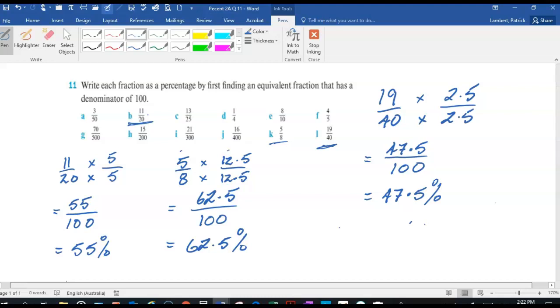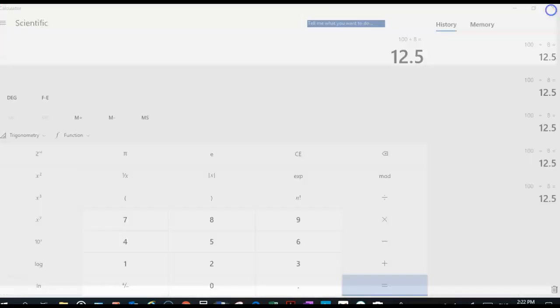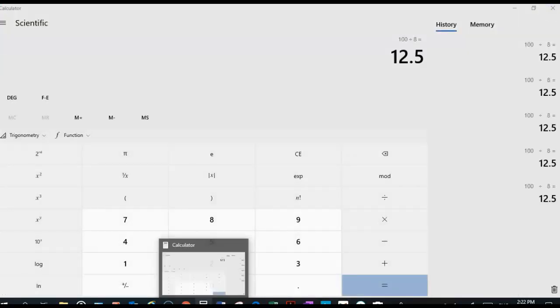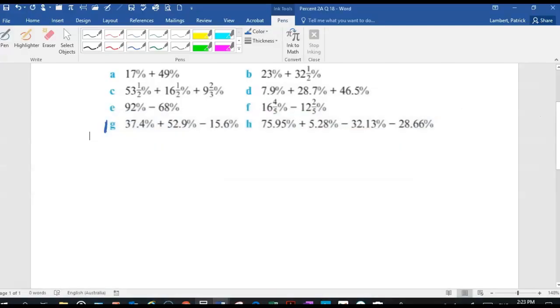Now we'll move on and have a look at question 18. That one. So we'll go to question 18, and in this one, I want to have a look at part G.